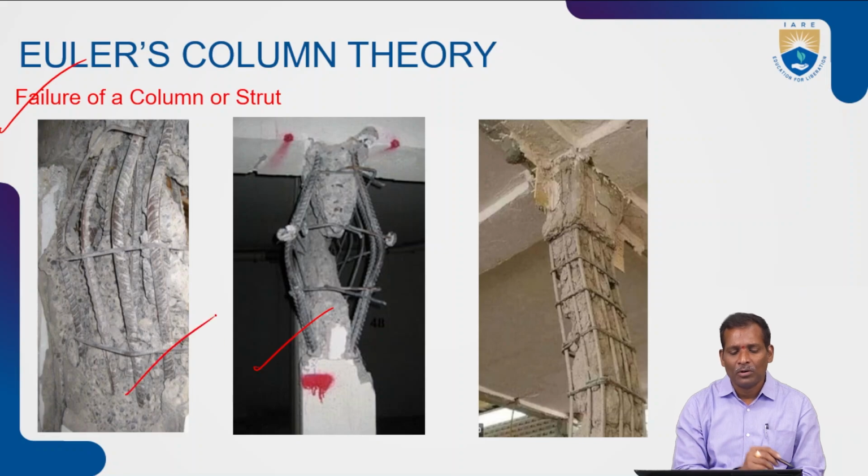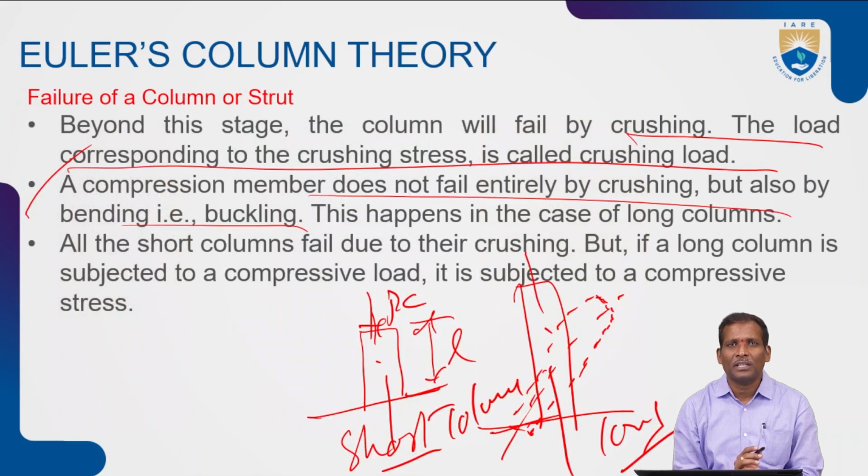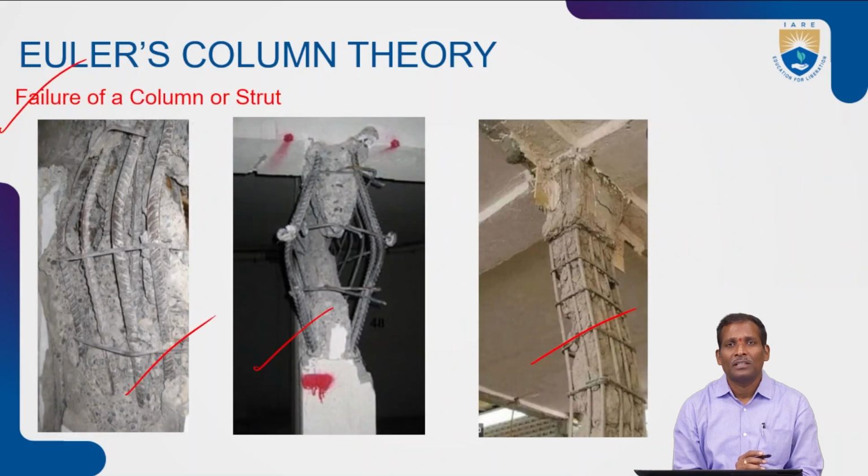So the column fails due to the bending load or crippling load. Up to the ultimate crushing stress, there is no problem. Beyond this ultimate crushing stress, the column will fail. So the struts do not always fail due to crushing; sometimes it happens due to the buckling load.